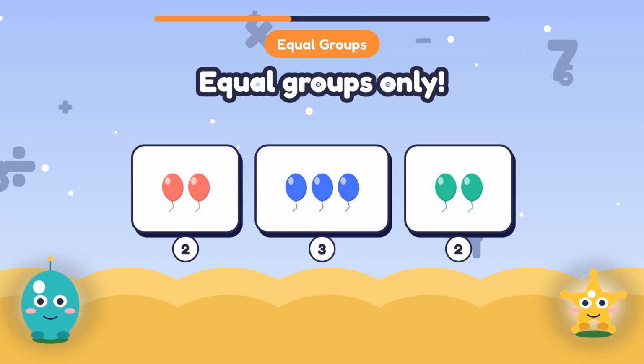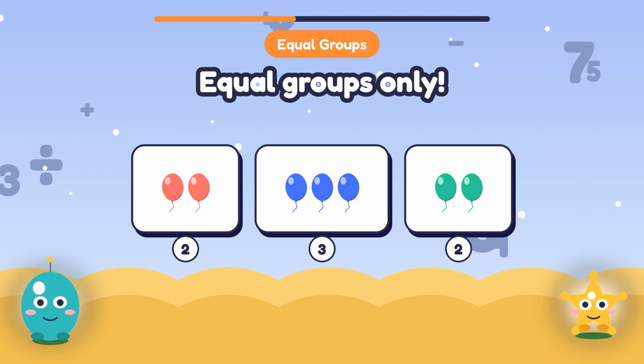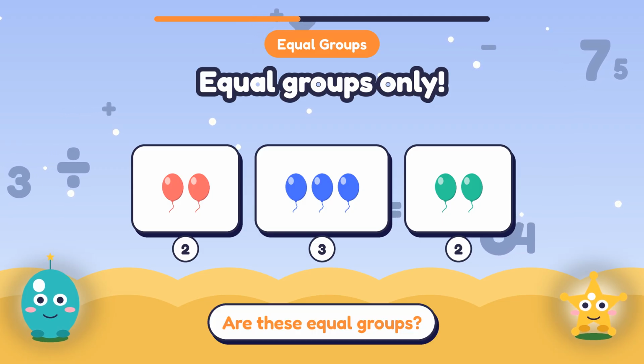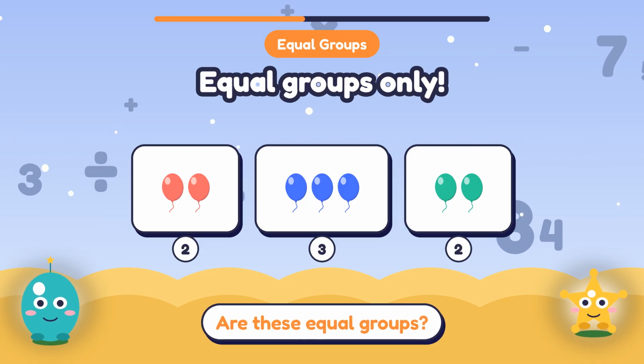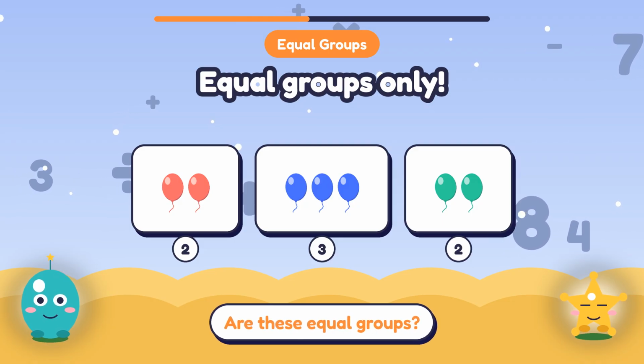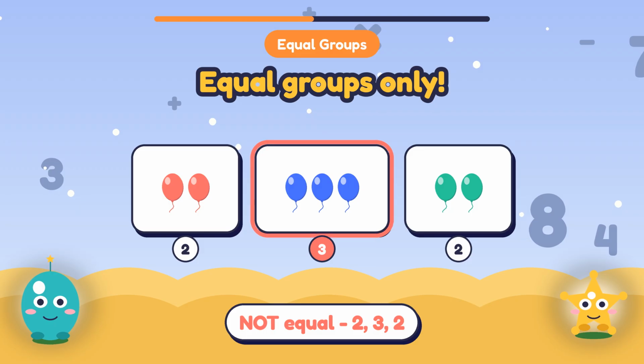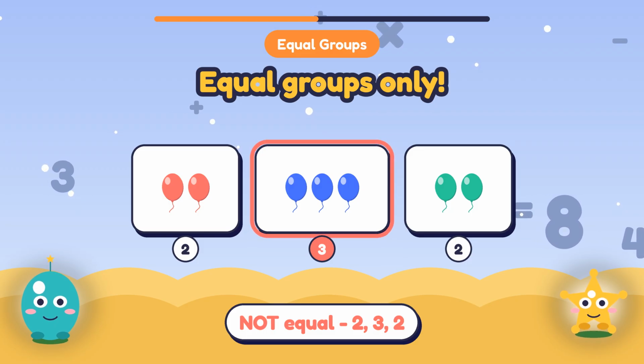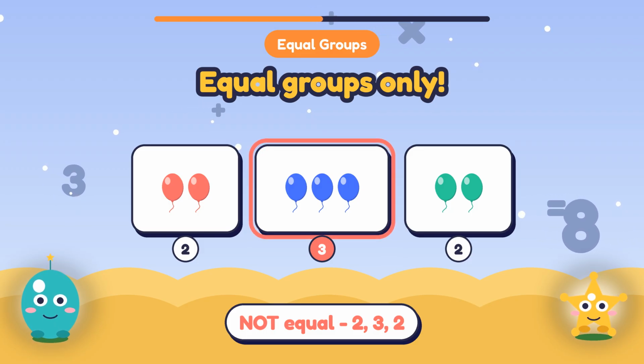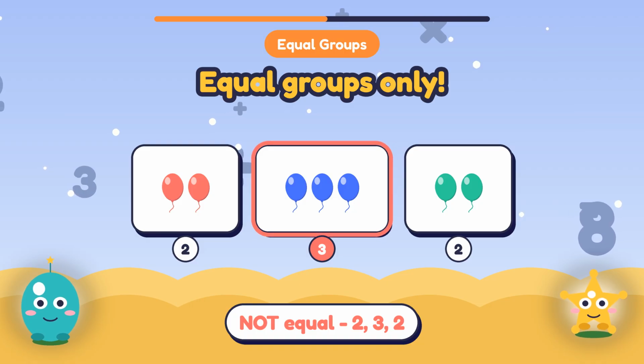Look at these groups. 2, then 3, then 2. Are these equal groups? No. They are not the same size. For multiplication, every group must be equal.